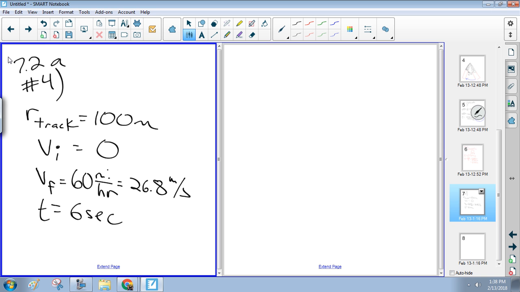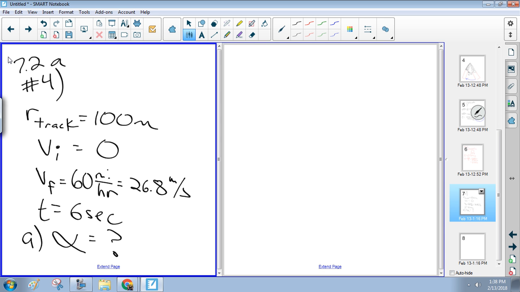And question A wants to know the angular acceleration as it goes around the track. So that's our given information. Are we all good with that?